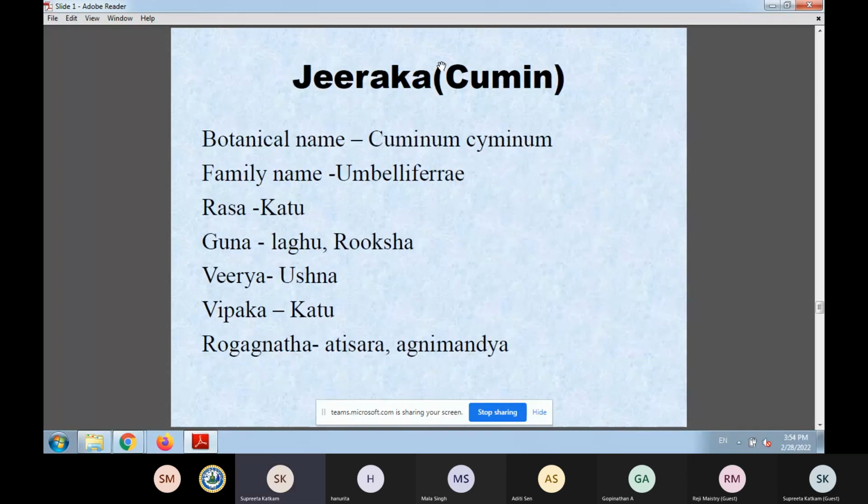Jeeraka is the cumin seeds, Umbelliferae family. Katu, Laghu, Ruksha, Ushna, and Katuvipaka, Atisara, Agnimandya. We are all giving seasoning, we are all giving tadka, bagar. We are giving jeeraka. Why do we have to add cumin to it? Because it's going to help in kindling the appetite. So bagar has to be given with jeeraka.